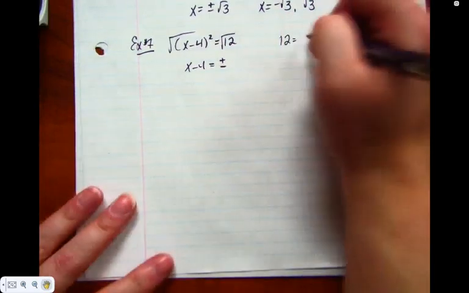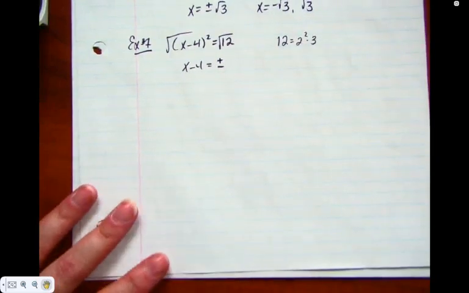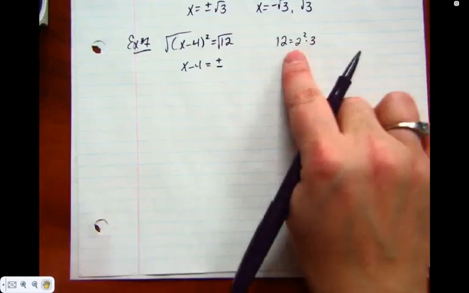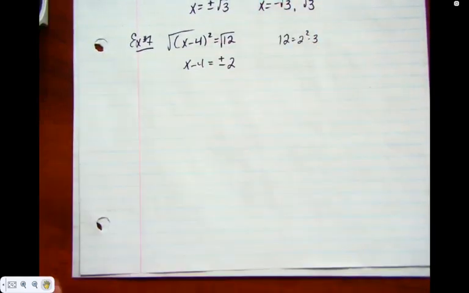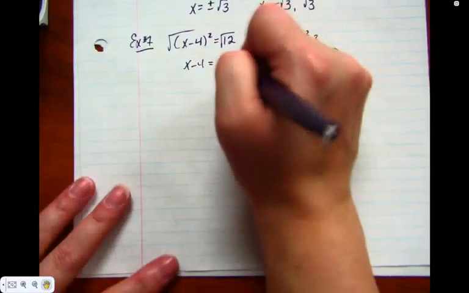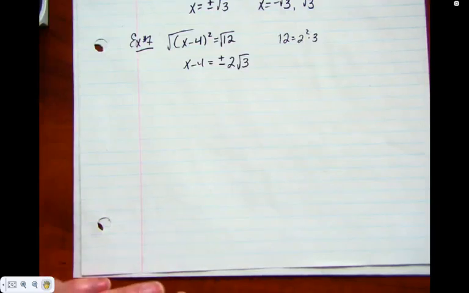You could do 3 on the outside. And then what happens with my 2 squared and my 3? So 2 is going to go up front. Root 3 is going to stay behind. Are we okay so far?